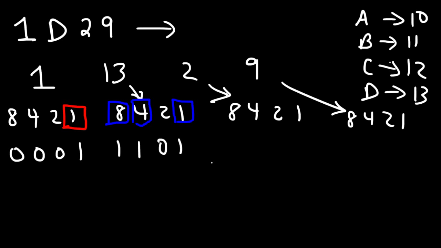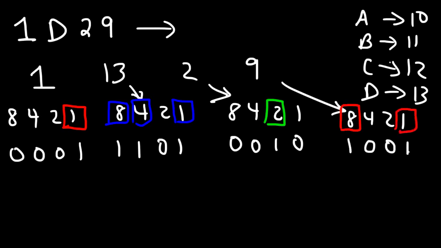So 1101 corresponds to 13. To get 2, we just need to use this number only. So 0, 0, 1, 0. To get 9, we need to add up 8 and 1. So it's going to be 1, 0, 0, 1.